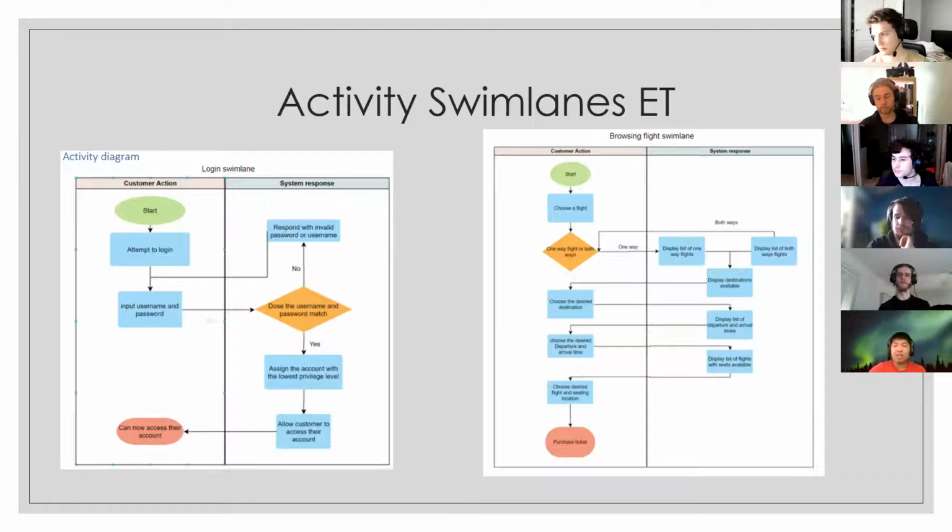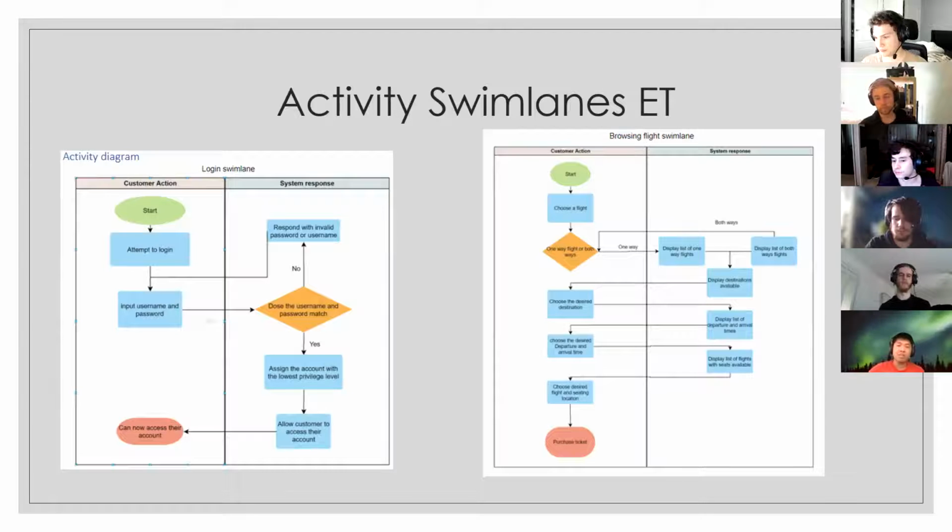On the right is a browsing flight swim lane diagram, where it starts with the user choosing a flight that they desire. It starts off with them deciding whether they would rather a one-way flight or a return flight. Either way, if they decide on a one-way or a return flight, it will show them a list of all the destinations available. Once they have chosen this destination, it will then show a list of departure and arrival times.